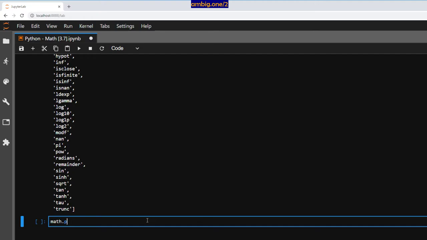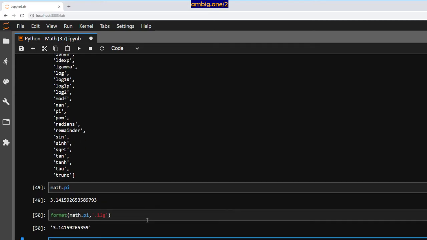Okay, so let's look at math.pi. We all know this. Format math.pi to what point? 12g, yeah? So what happens here? Let's, instead of 12, do 4g. 3.142. Even if you do 12, right? Here it says 5359. It was 89, right? 89 is closer to 9, or I mean 90.